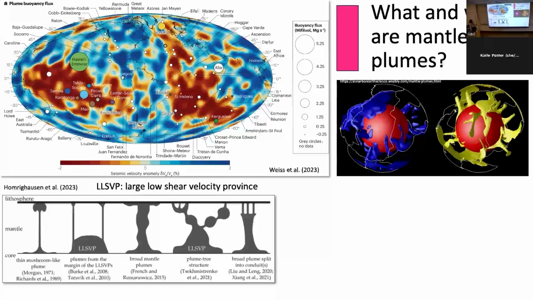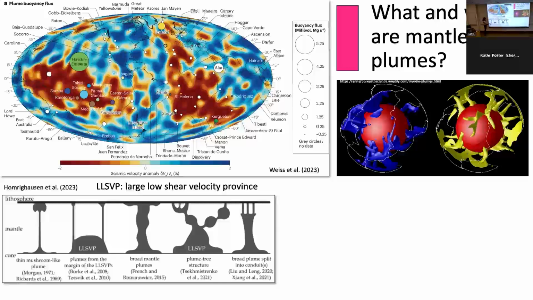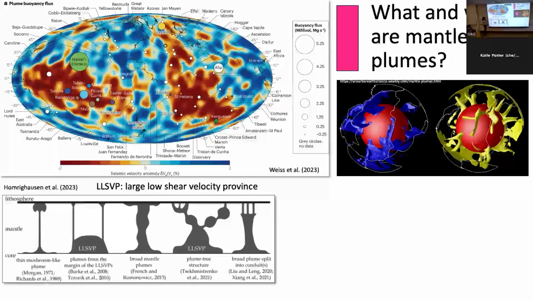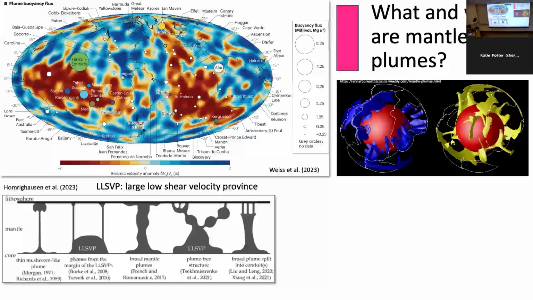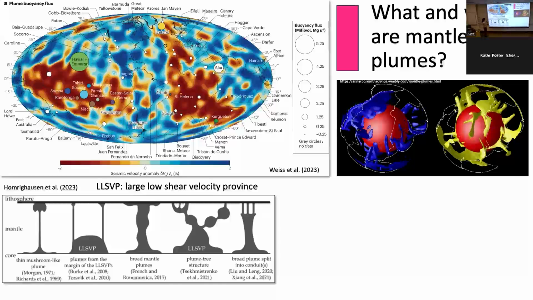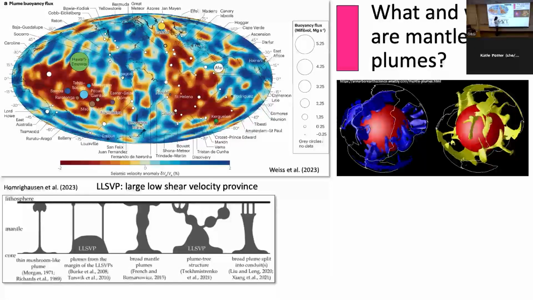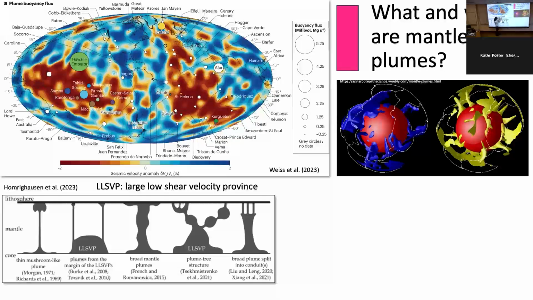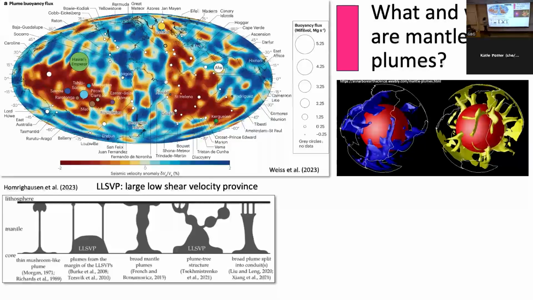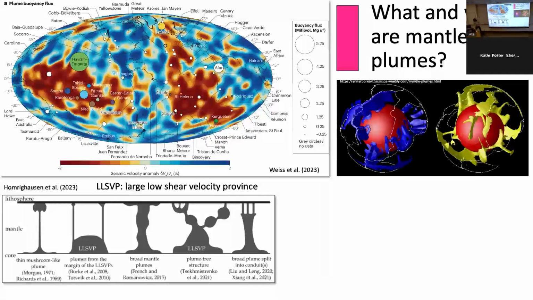The models for plumes have really evolved through time as well. This early mushroom model is one of the first idealized mechanisms for plume behavior. And now we're in this field where we know the LLSVPs are involved, but it's likely that these aren't just narrow, elegant channels of hot material from the core mantle boundary. They probably branch off and in some cases trifurcate and cause complex volcanic features on the surface.